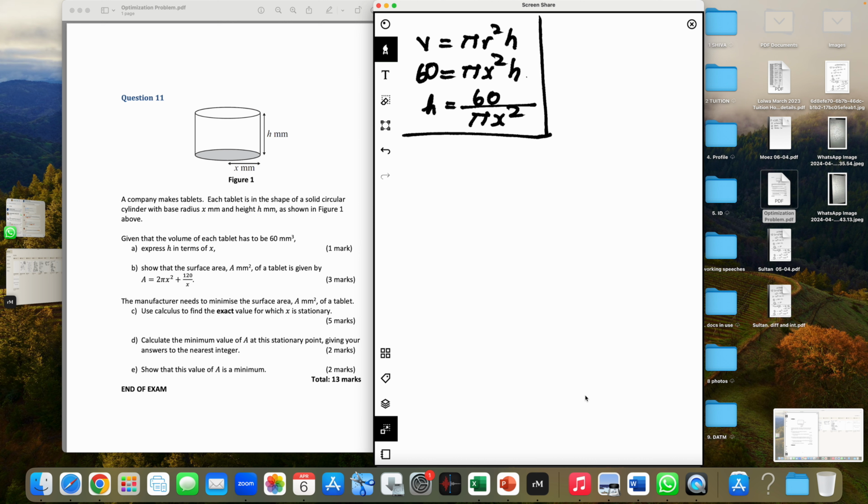Okay, part B. The surface area of a tablet is given by A equal to 2 pi x squared plus 120 over x. What is surface area of the cylinder? They didn't specify curved surface area, so if it is surface area, it is a total surface area. So 2 pi r h, this is the curved surface area, plus top and bottom area 2 pi r squared.